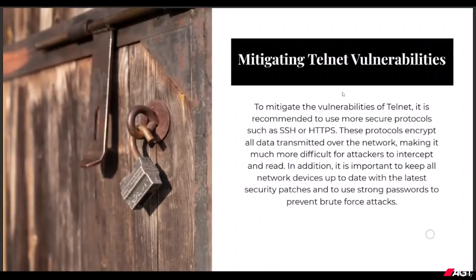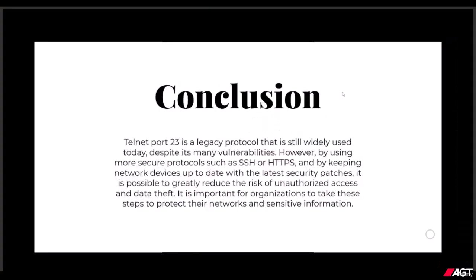Now let's consider how to mitigate Telnet vulnerabilities. To enhance security, it is advisable to use protocols like SSH or HTTPS, as these encrypt the data transmitted over the network, making it more difficult for unauthorized parties to intercept or manipulate. In the conclusion, Telnet port 23 has numerous vulnerabilities, but it is still in use. However, by adopting more secure alternatives like SSH or HTTPS, we can significantly reduce the risk of unauthorized access and protect our network and data.